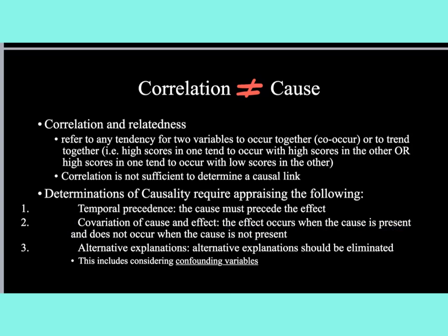Finally, at a minimum, I must consider and examine alternative explanations. This means I need to eliminate other things that might explain the effect in the hypothesized cause-effect relationship. I must consider other reasons I might see the co-occurrence. This requires that we consider confounding variables.